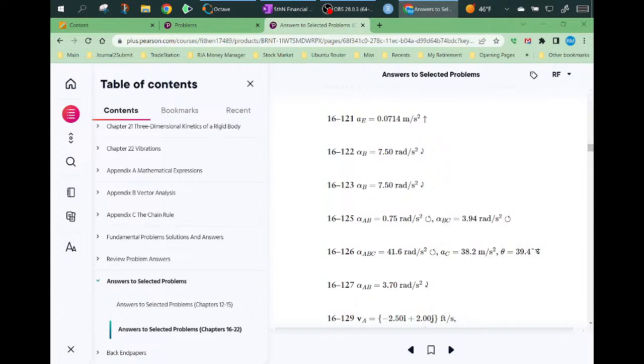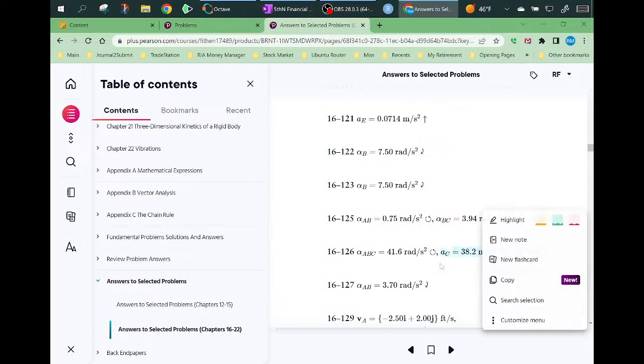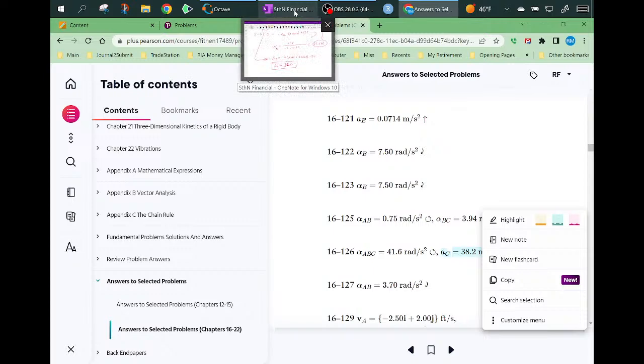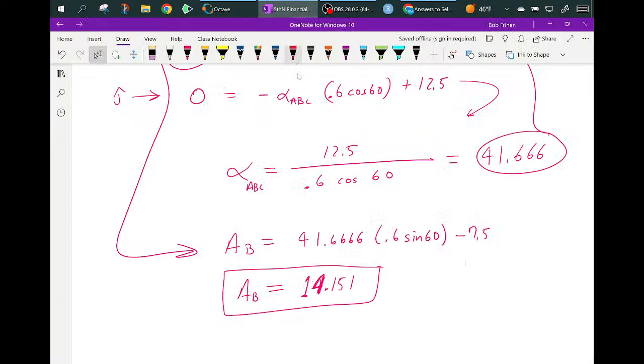Oh, he got a different answer here. Let's see what I did wrong. Oh, wait a minute. 38. Whoa, whoa, whoa. Okay, hang on. I'm not done with the thing. Wait a minute. That's the acceleration of B.